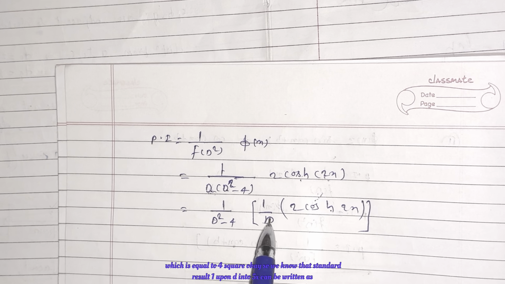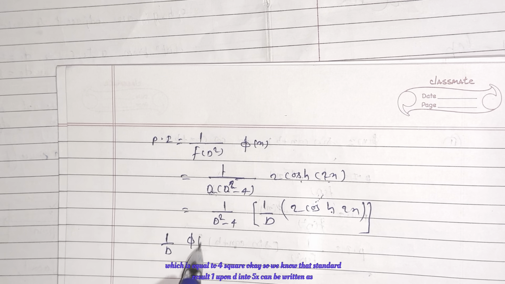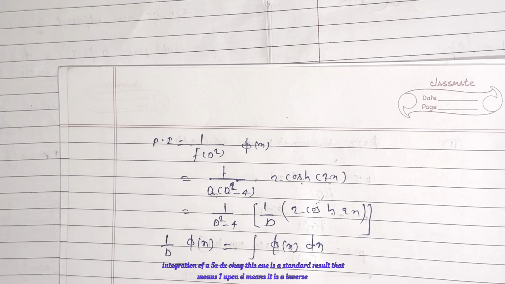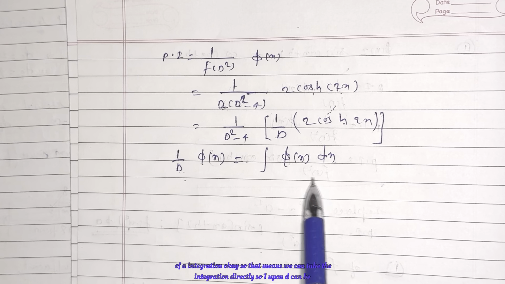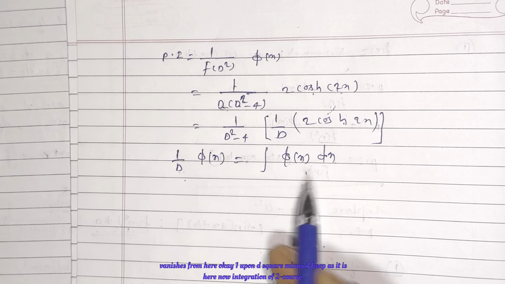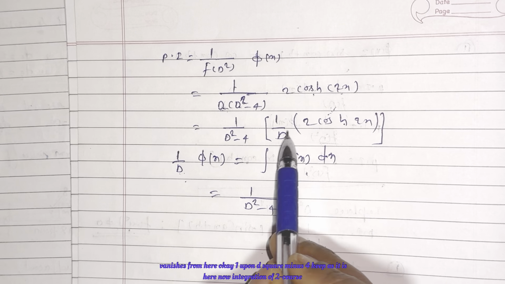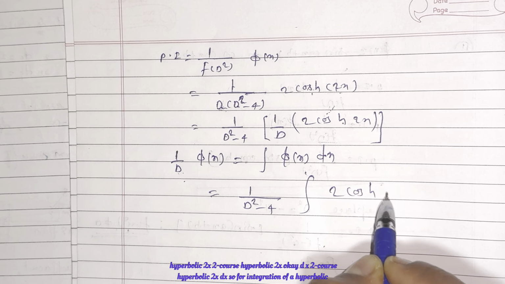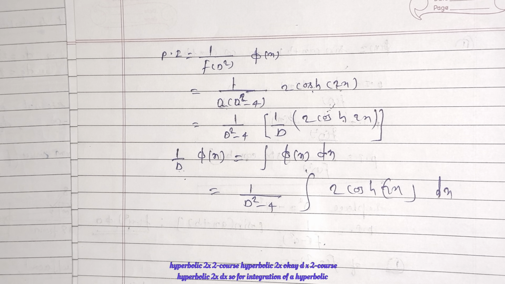We know the standard result: 1 upon D into phi of x can be written as the integration of phi of x dx. This is the standard result. That means 1 upon D is the inverse of differentiation, which is integration, so we can take the integration directly. So 1 upon D vanishes from here. Keep 1 upon D square minus 4 as it is. Now the integration of 2 cos hyperbolic 2x dx.